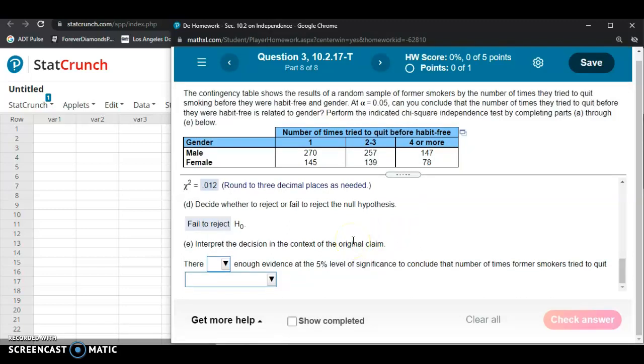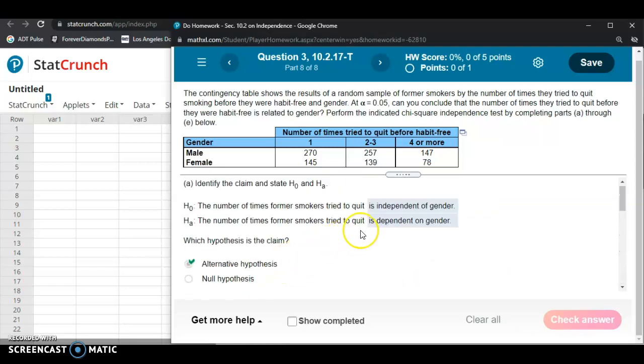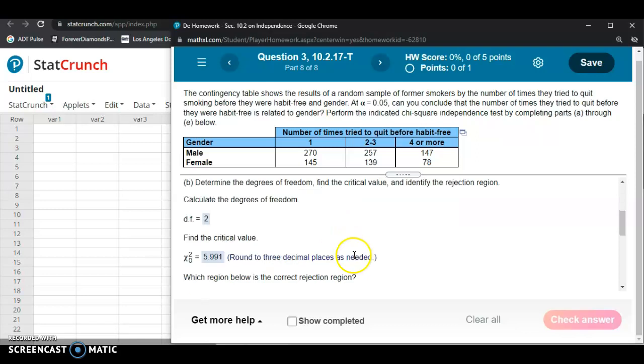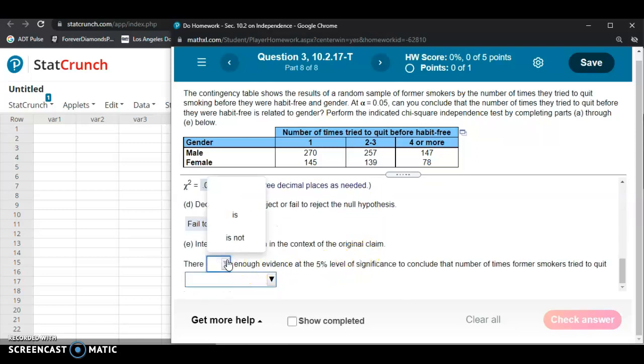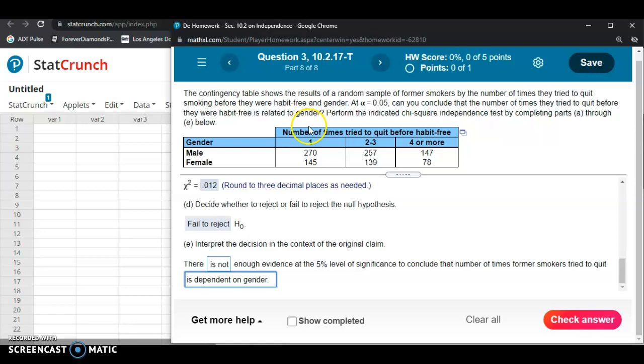The very last part of the question says to interpret the decision in the context of the original claim. Because we're failing to reject the null hypothesis, and the claim of the problem is represented by the alternative hypothesis, what that means is that there is not enough evidence at the 5% level of significance to conclude that the number of times former smokers tried to quit is dependent. The claim says specifically related, but remember the word related means dependent.